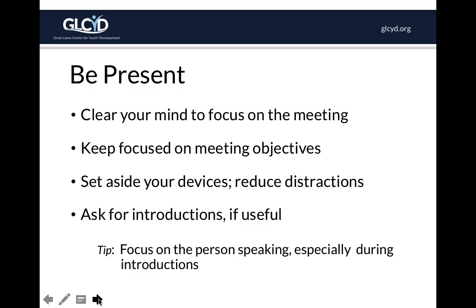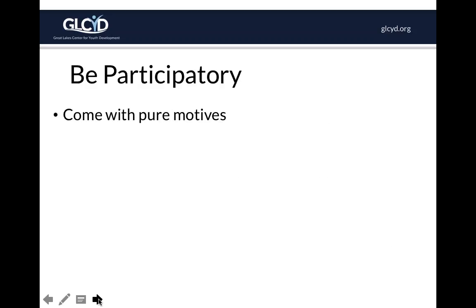And especially when you're going through introductions, focus on the person that is speaking and introducing themselves, because they may be someone you want to follow up with after the meeting for a different topic. And so this is also a chance to network, which I'll talk about later on.